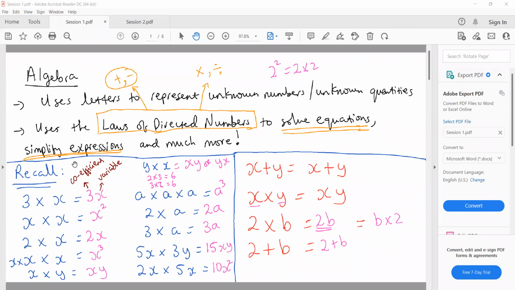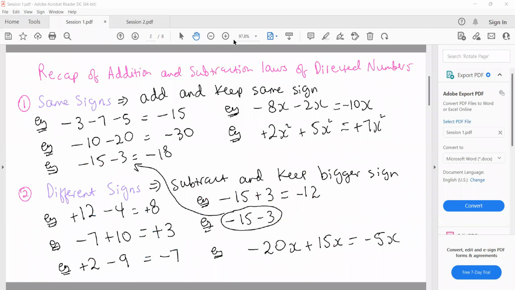Nice. We see now the laws of directed numbers, the addition and subtraction laws. These are the laws people get tired with a lot, right? Be careful with them. Don't come and say negative and negative is positive. We look at same signs, add and keep the same sign, and different signs, subtract and keep the sign of the bigger number. Those are the laws we're looking at.